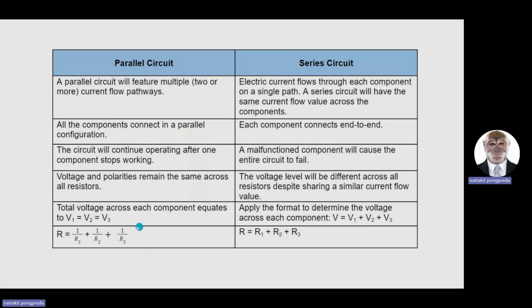And as you can see in the formula here, in the parallel circuit, the voltage remains constant, but the total resistance continuously decreases as more resistance is added to the circuit. However, in a series circuit, the voltages add up, depending on the component, and the total resistance increases as the resistances add up too.